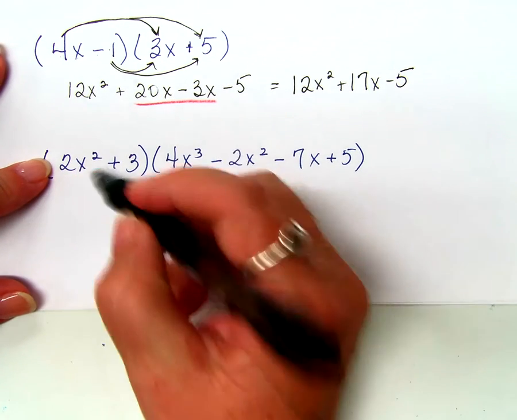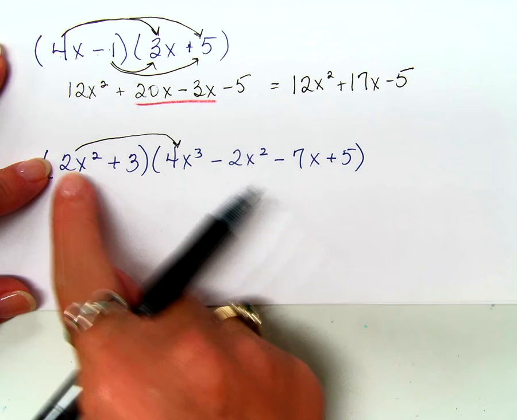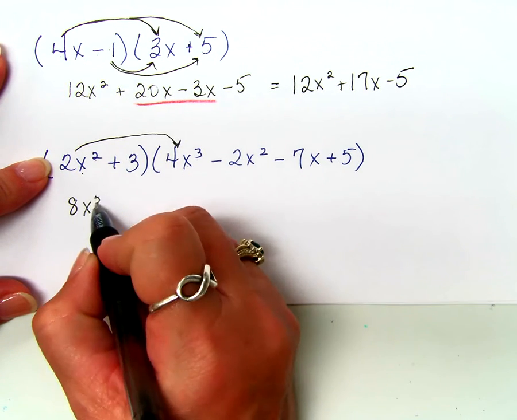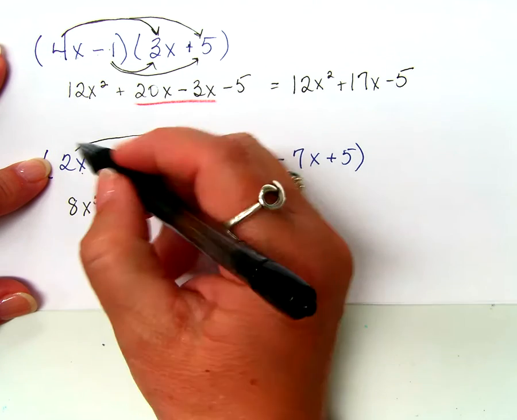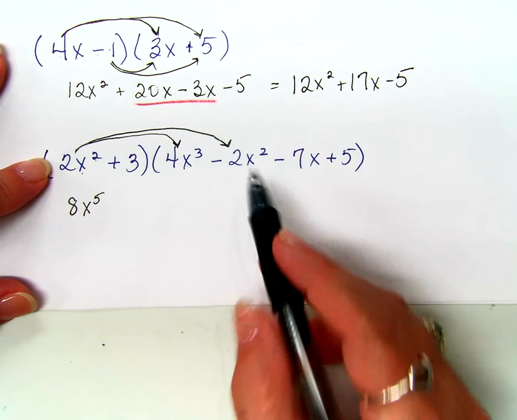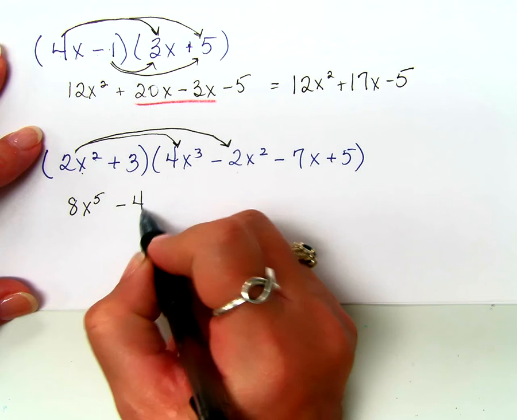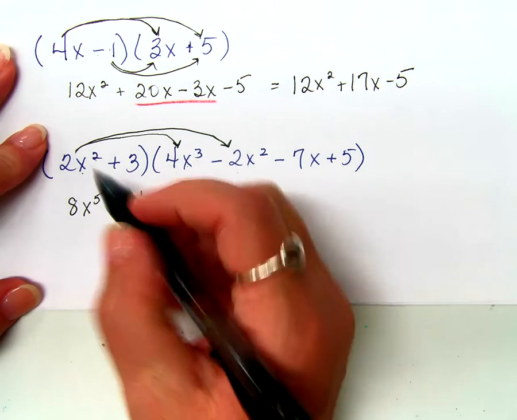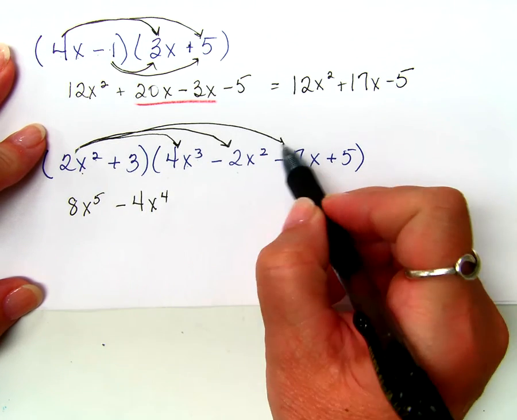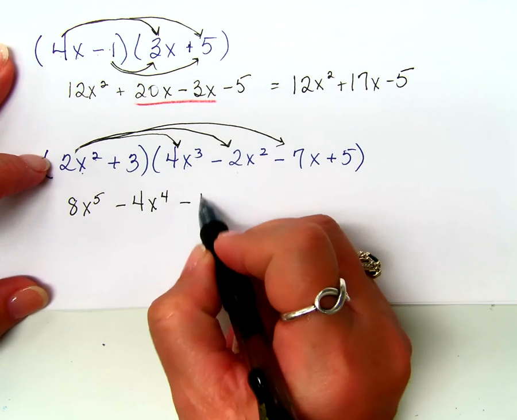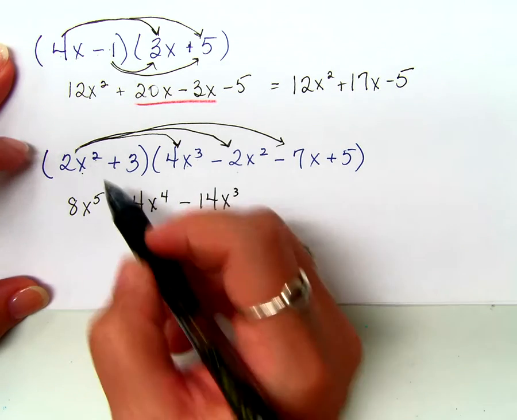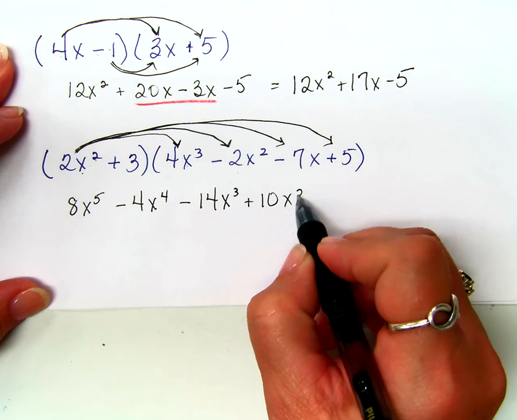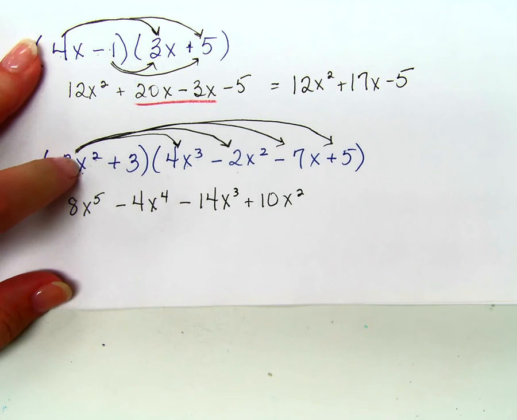Okay? 2x squared times 4x to the third. Well, 2 times 4 is 8. x squared and x to the third is x to the 5th. Okay? 2x squared times -2x squared is -4x to the 4th. We're multiplying, so we add the exponents. Okay? Now 2x squared times -7x gives me -14x to the third. And then 2x squared times 5 gives me plus 10x squared. Okay? So that took care of all the first term.